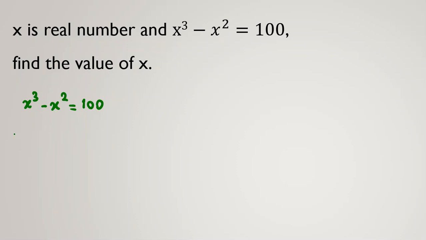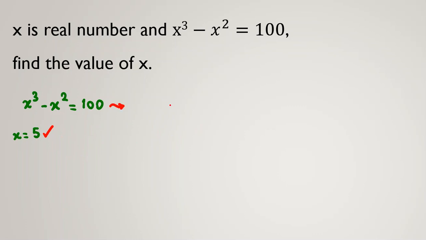x equals 5, oh, it works. If we replace x with 5, then we can see 5 cubed minus 5 squared, which will be 125 minus 25 equal to 100. That's so good. So x equals 5 is one root.